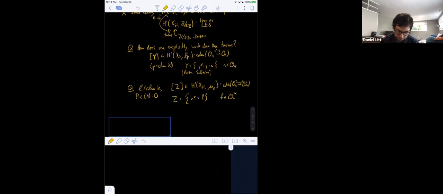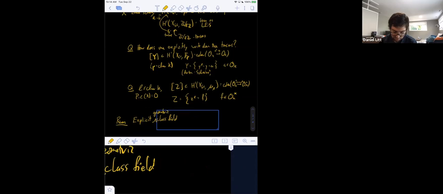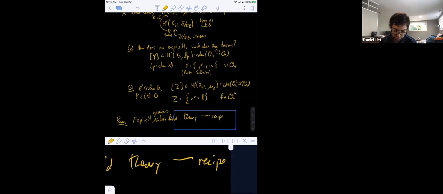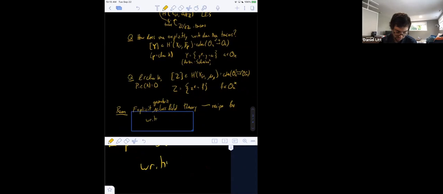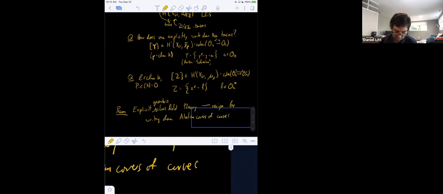Okay, so I do want to remark, this story of explicitly writing down covers has a name. This is the very beginning, I guess, of what I would call explicit geometric class field theory, which gives you a recipe for writing down abelian covers of curves. And I've only discussed this very special situation where the Picard group is zero. In general, the Picard group intervenes in a crucial way, and we can talk about that some other time if you'd like, but that's all I want to say for now.